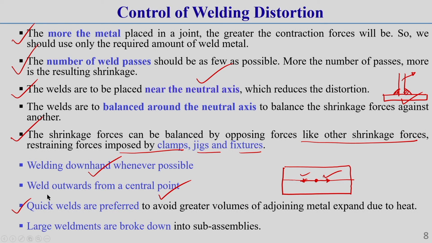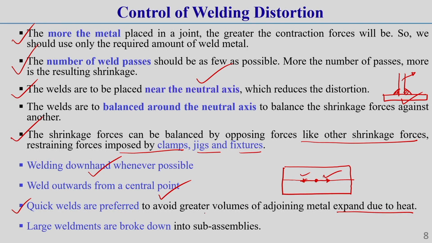Now, another thing I have already told you, quick welding is preferred to avoid a greater volume of adjoining metal expanding due to heat. So, what I have told you, the quicker the welding procedure, the lesser will be the heating of the surrounding material, correct? Because in a particular place, if a heat source is kept for a long time, then due to conduction, the surrounding material will be more heated. If it is moved very fast, then the heat will be there for less time, so a smaller amount of material will be heated due to conduction and other things. Okay. So, less material will expand and contract, so there will be less distortion.